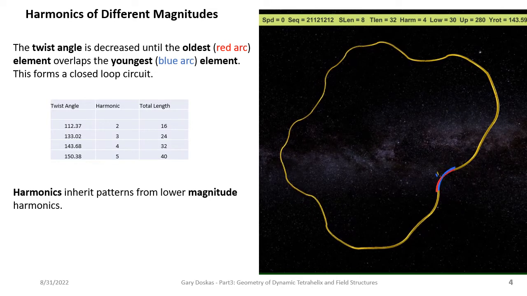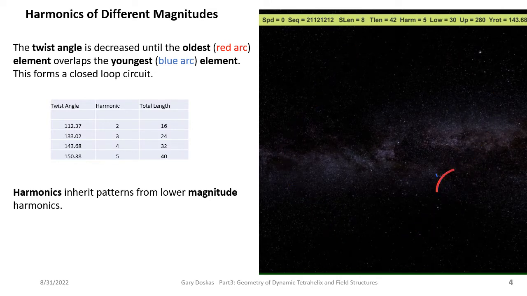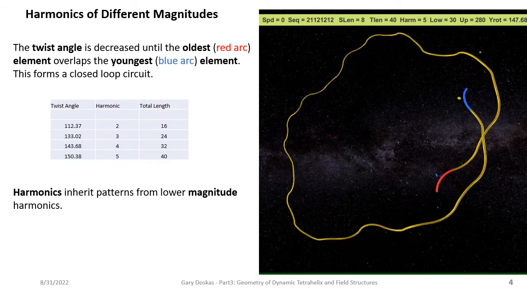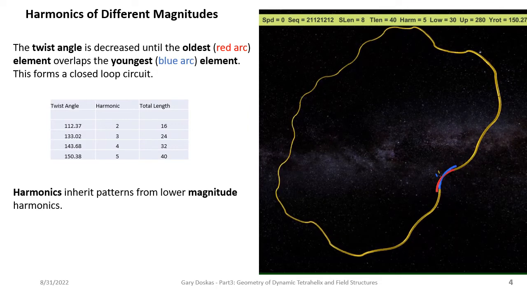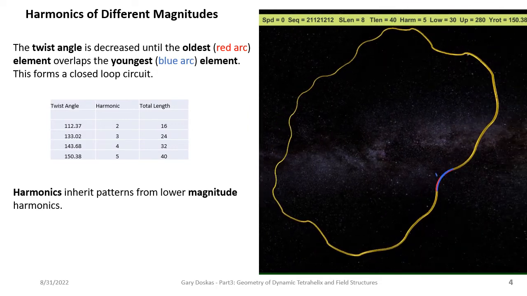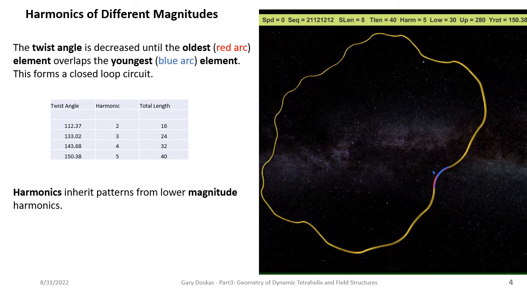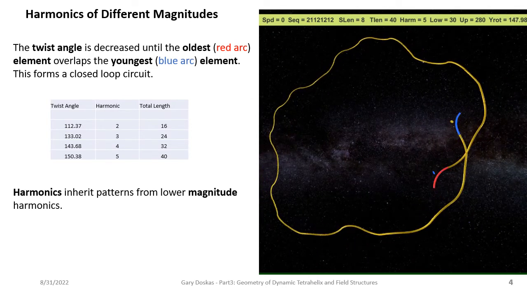The length is then increased by an additional 8 elements and rebuilt. The twist angle is then changed to 150.38 degrees to reveal the fifth harmonic. The fifth harmonic has inherited all of the lower-level harmonics, which can be demonstrated by decreasing the twist angle to reveal the lower-level harmonics.